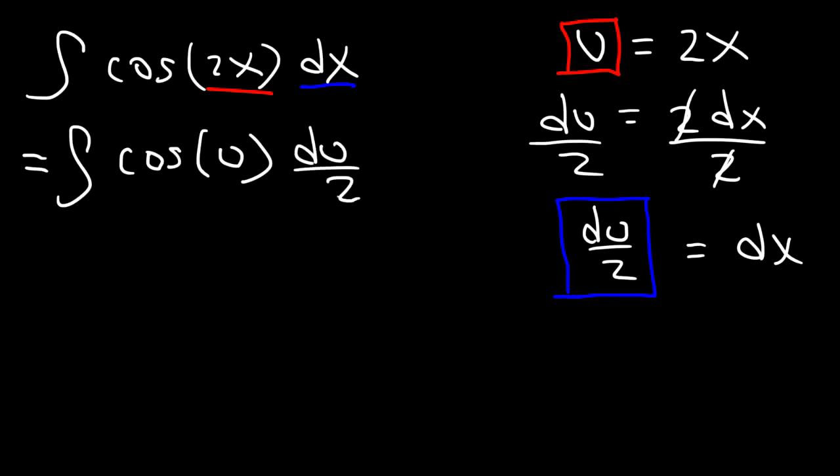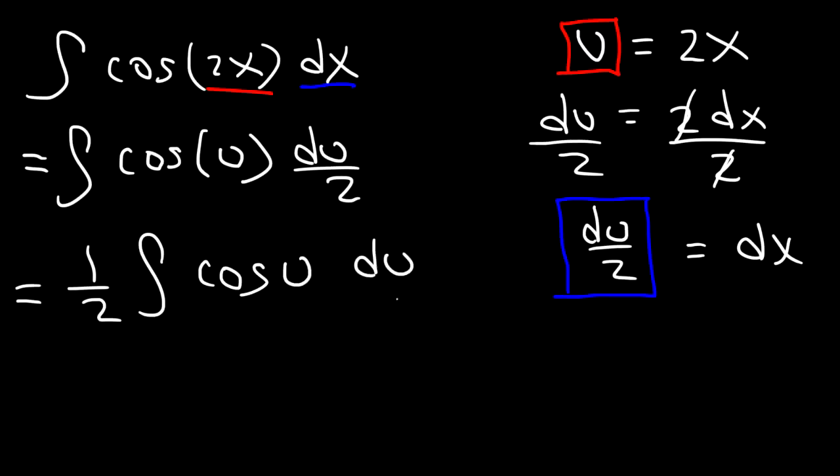Now let's move the constant 2 to the front. So this is equal to 1/2 integral cosine u du. Now what is the antiderivative of cosine? This is something you just have to commit to memory. The derivative of what trigonometric function is cosine? The derivative of sine is cosine. So the antiderivative of cosine is sine.